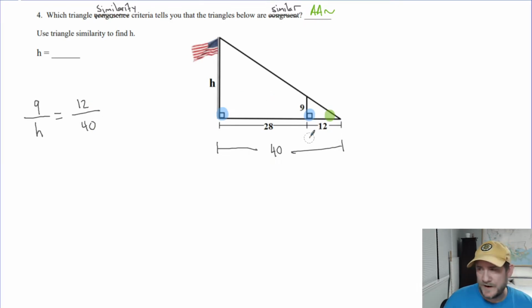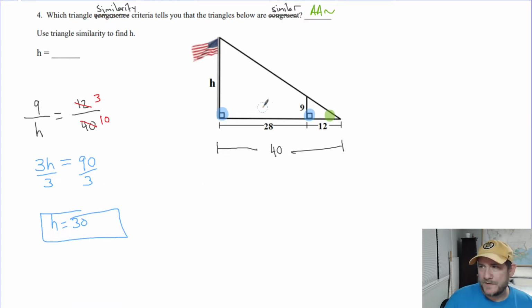If you've done enough practice problems by now that you get this, by all means, just get it done. I can reduce this, right? They're certainly divisible by 4. I would get 3, and I would get 10. Yeah, that's the best we can do in terms of reducing. Now, cross multiply. 3 times h will be 3h, and that'll be equal to 10 times 9, so 90. Divide by 3. H is going to be 30.